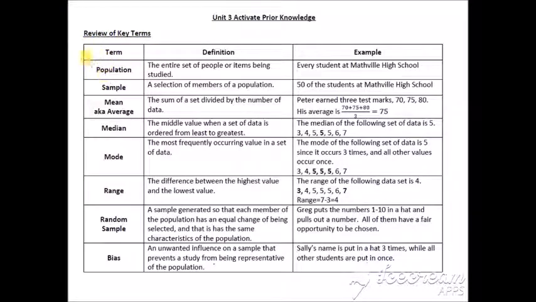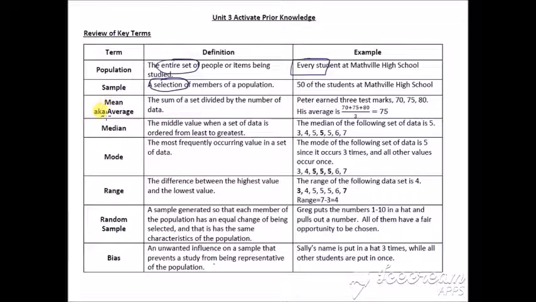Okay, so first one is population. So this is the entire set of people being studied. Okay, so for example, every student at MAP4C High School. Okay, and then a sample is just a selection of that population. For example, 50 of the students at MAP4C. So every student is population, and then just like a little subset, maybe 40, 50, 60, all the grade 9s, all the grade 12s, whatever it is, that would be a sample.